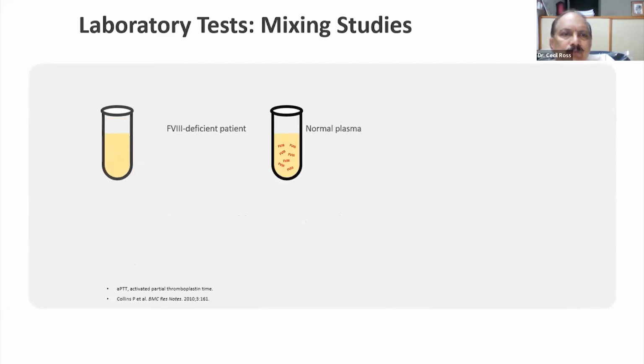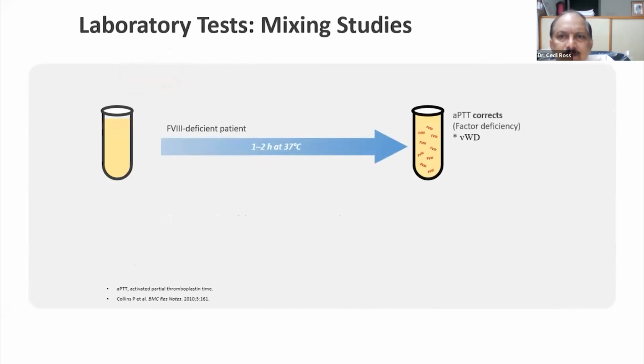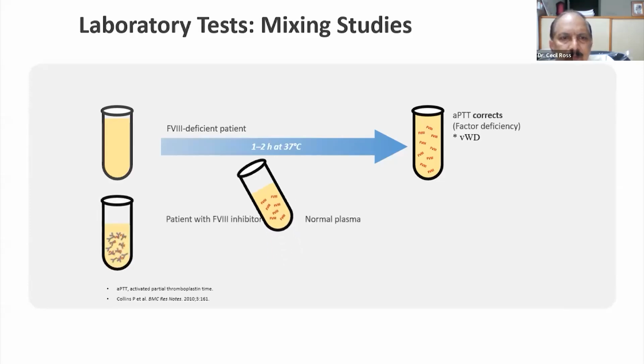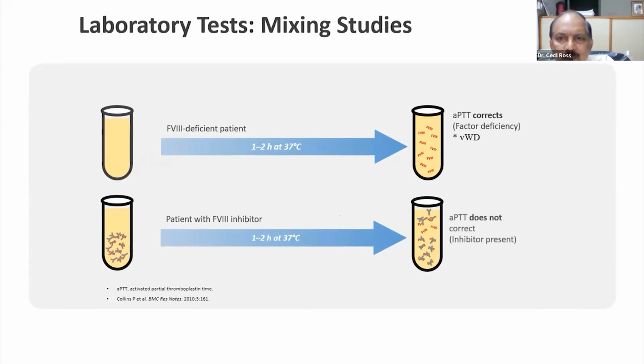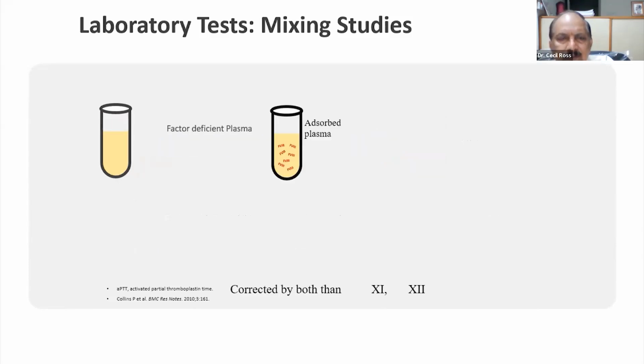So, if the person has got factor deficient plasma, you add a normal plasma, right? And APTT corrects. That means it's a factor deficiency, either factor 8 or von Willebrand's. Okay. If you have a patient with factor 8 inhibitor and then you add normal plasma, it won't correct. That means there is inhibitor in that patient's plasma, right? So this is how you do.